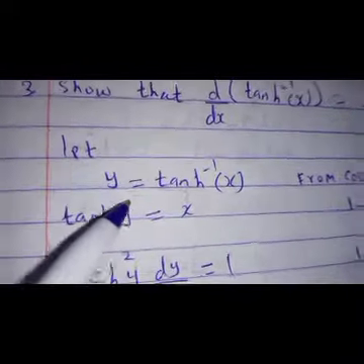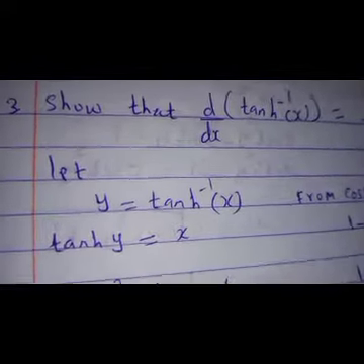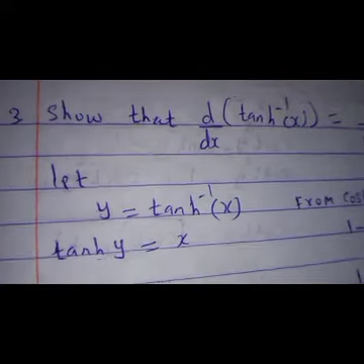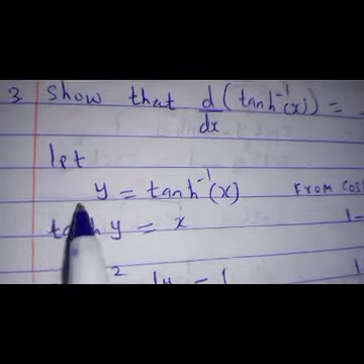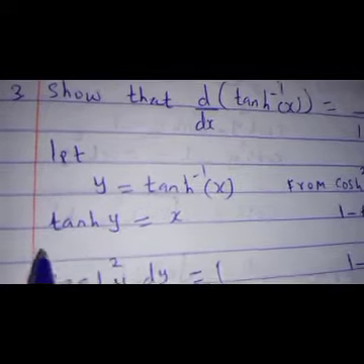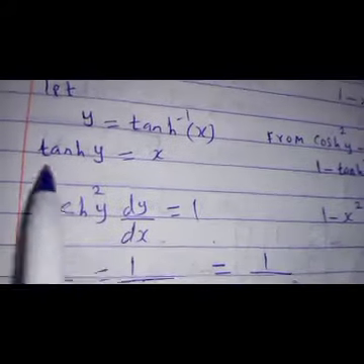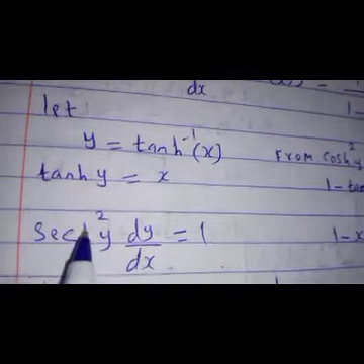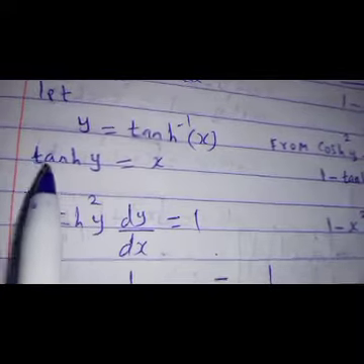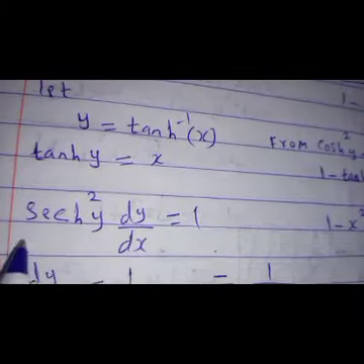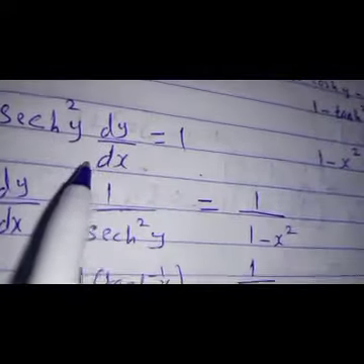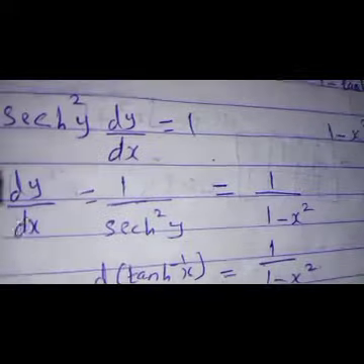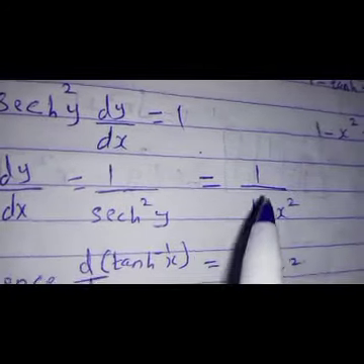First of all, you begin by letting y be equal to inverse hyperbolic tan x. Then you multiply both sides by hyperbolic tan to get hyperbolic tan y is equal to x. Then you differentiate both sides implicitly, and you get hyperbolic sec squared y dy dx, which is equal to 1. Then you divide both sides by hyperbolic sec squared y.